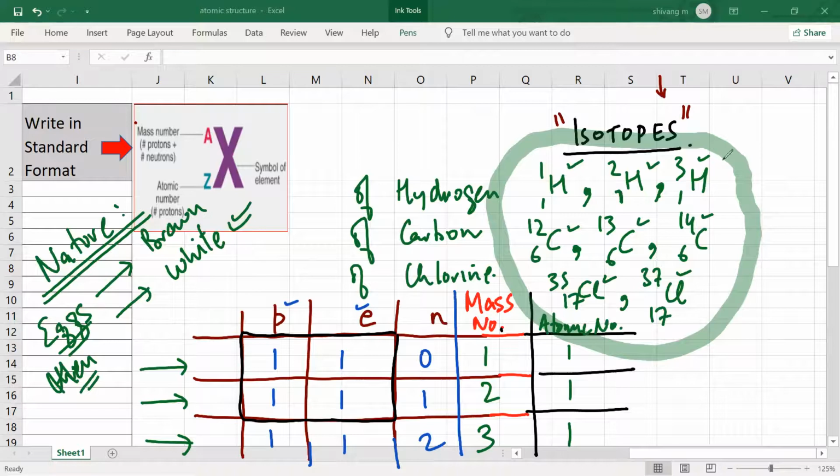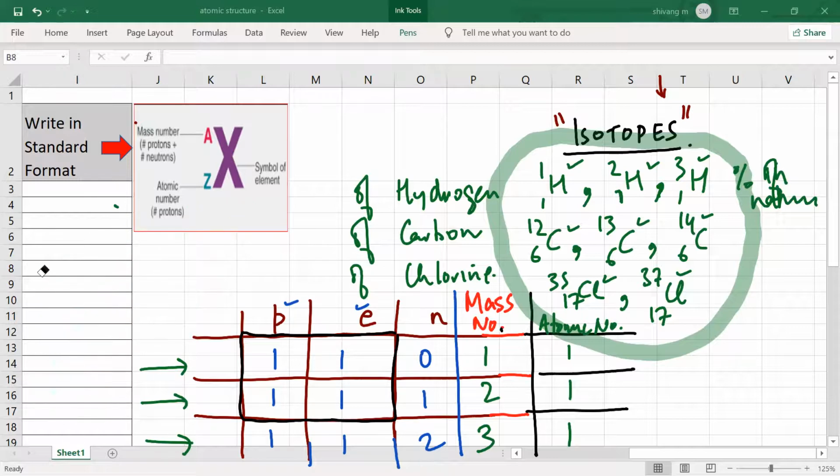Yes, sir. So the percentage in nature of the isotopes is different. That you will understand in the next classes. Mr. Arman, are we clear? Yes, sir.